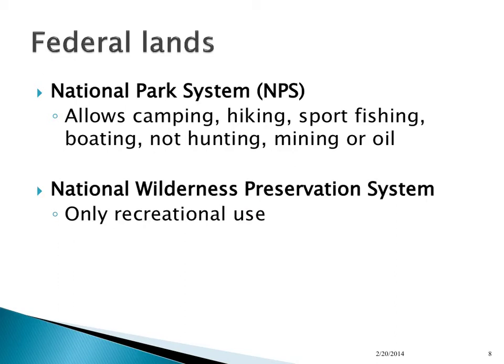The National Park System is another type of federal or public land that's governed by the National Park Service. It allows camping, hiking, sport fishing, boating, not hunting though. It does not allow mining or oil either. A national park would be like Yosemite National Park. The National Wilderness Preservation System, only recreational use. This is probably the most protected. Once again, National Wilderness Preservation System, we're preserving that land, very protected.